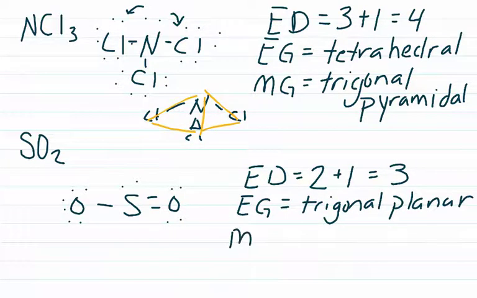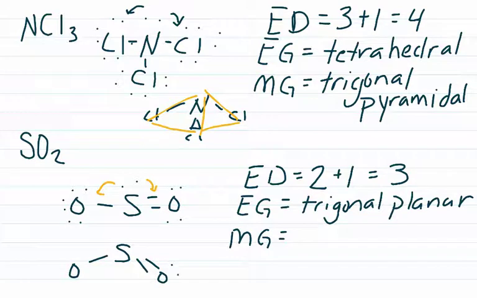But this one has a lone pair, and so its electron geometry and its molecular geometry will be different. If you think of these lone pairs as pushing down on these oxygens, then you can visualize this sulfur more like this. And we call that, very eloquently, bent.